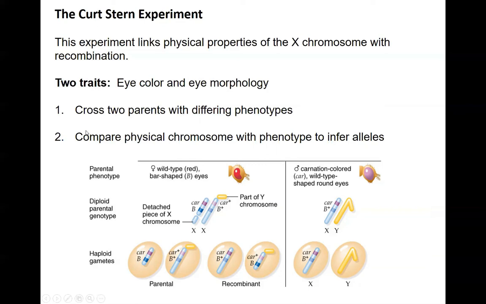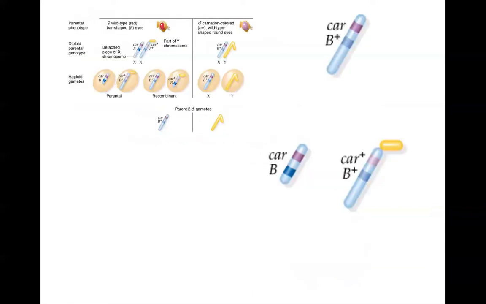And then we're going to compare the physical chromosome with the actual phenotype. The important part to understand is that we're going to be dealing with some weird X chromosomes. These are not going to be standard issue X chromosomes. There's going to be some stuff going on with them. So this is going to be kind of an expanded view of a normal X chromosome.